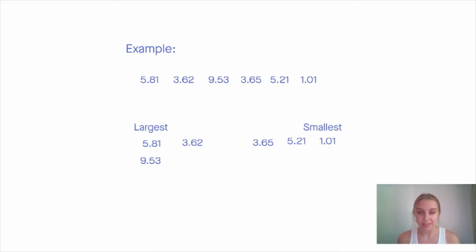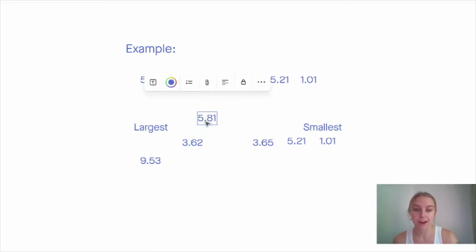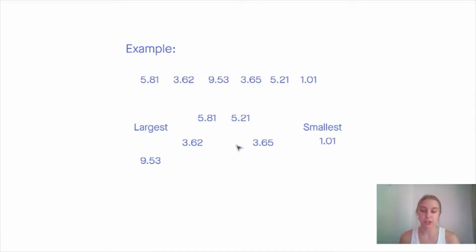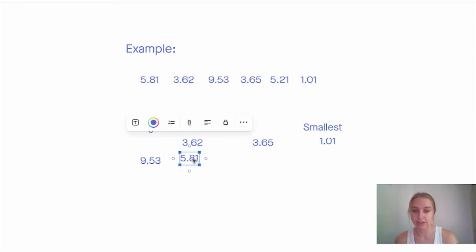Next, 5 is the next largest digit. But we have two. We have 5.81 and 5.21. So we go to the next digit along, and we compare 8 and 2. 8 is larger, so this number is larger than 5.21, and we can put them in that order.